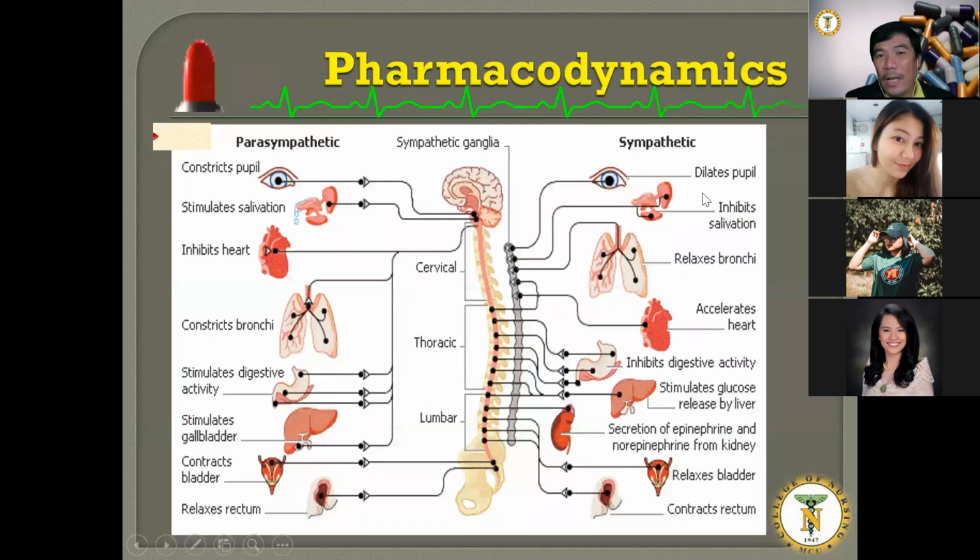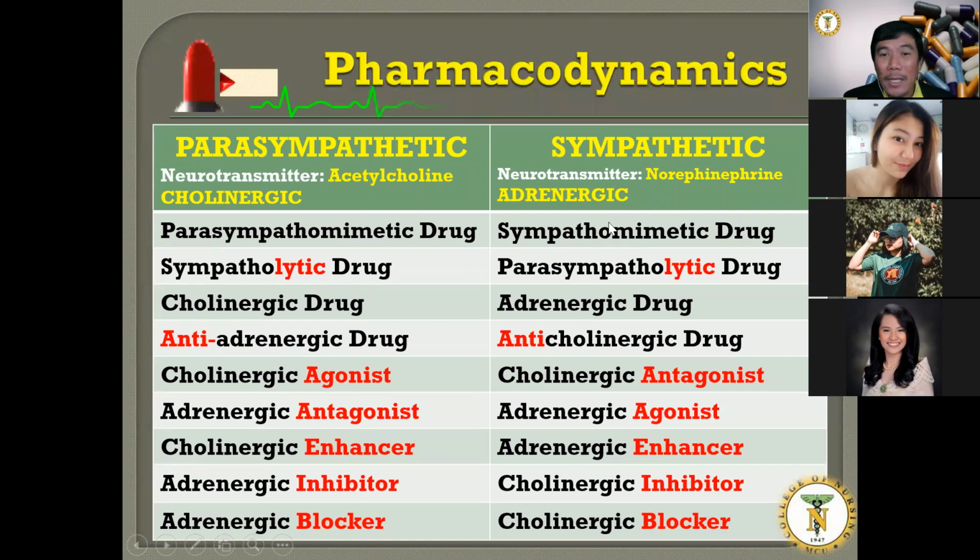The action of the dilation of pupil is sympathetic. So that's why when the drug will be classified, it will be either or any of this from the list. That's why I even mentioned in the choices, is it sympatholytic, cholinergic, anti-adrenergic, or adrenergic enhancer? Obviously, the dilation of the pupil is sympathetic, then I must identify in here if adrenergic enhancer is sympathetic, so your answer is correct.